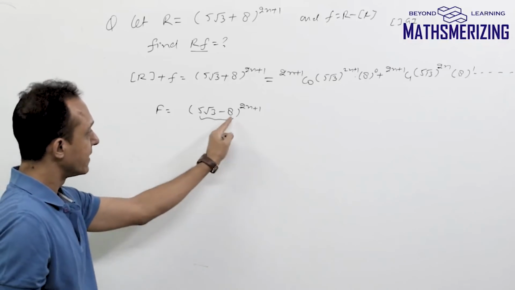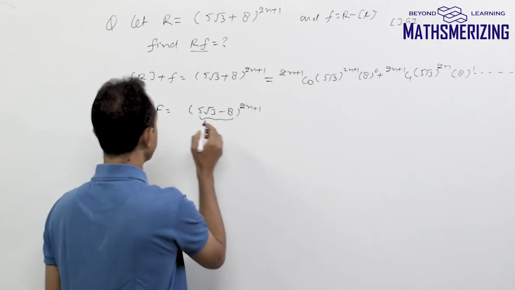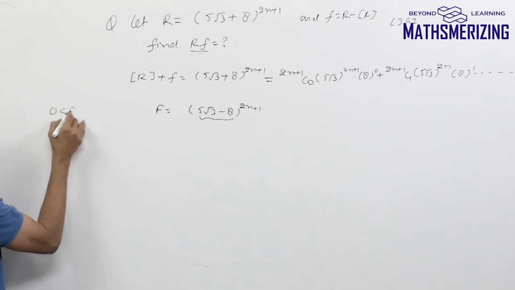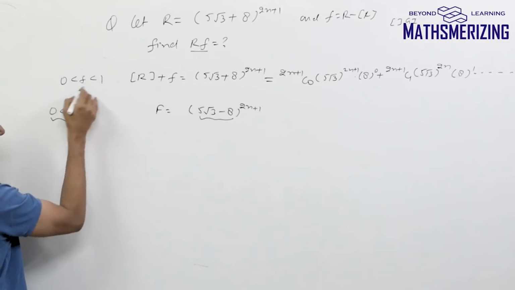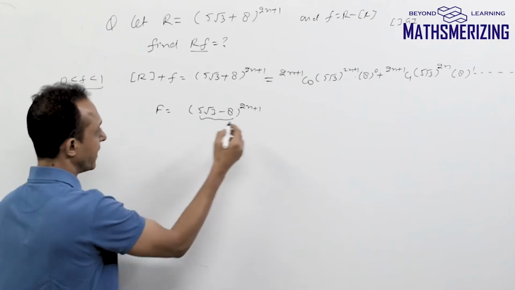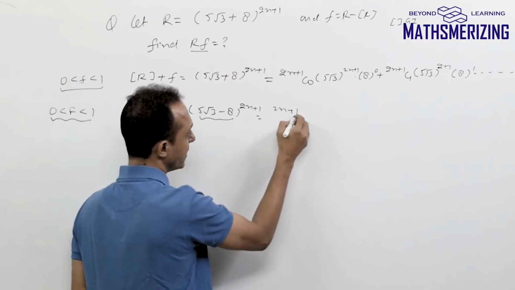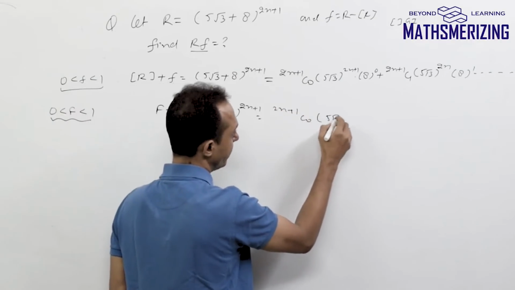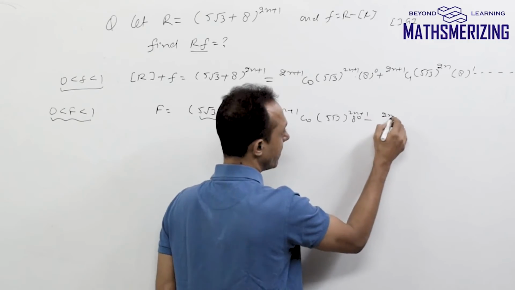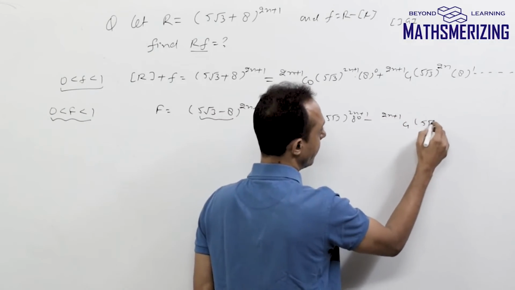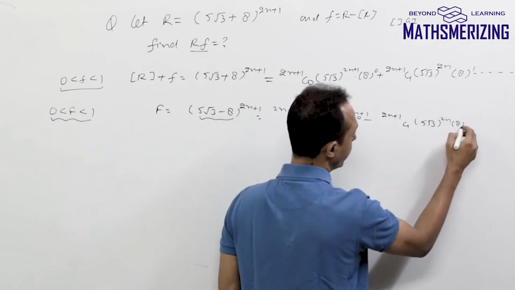Now 5 root 3 minus 8, this value is less than 1. So from here I can say the value of capital F will lie between 0 and 1. And we also know the value of small f will also lie between 0 and 1. So if I expand it, I'll write 2n plus 1 C0, (5 root 3) to the power 2n plus 1, 8 to the power 0, minus 2n plus 1 C1, (5 root 3) to the power 2n into 8.